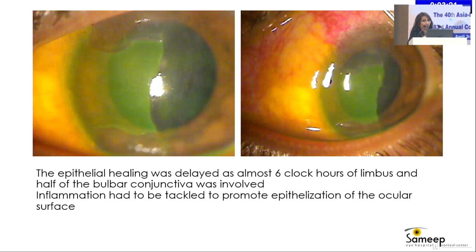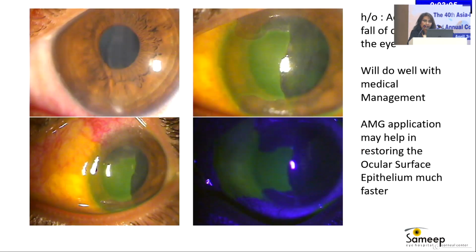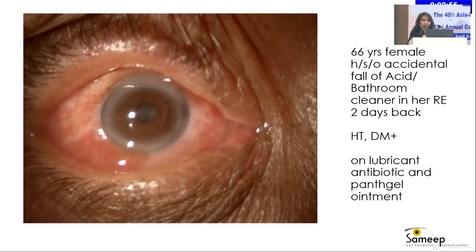Even after 10 days, the corneal epithelium has not healed completely, possibly because the inflammation was not taken care of. So these are cases that can be treated medically without any surgical intervention, but you have to have the right approach. They would do well with medical management, but sometimes you can use amniotic membrane application based on how they are doing clinically after 1 or 2 days of medical management.